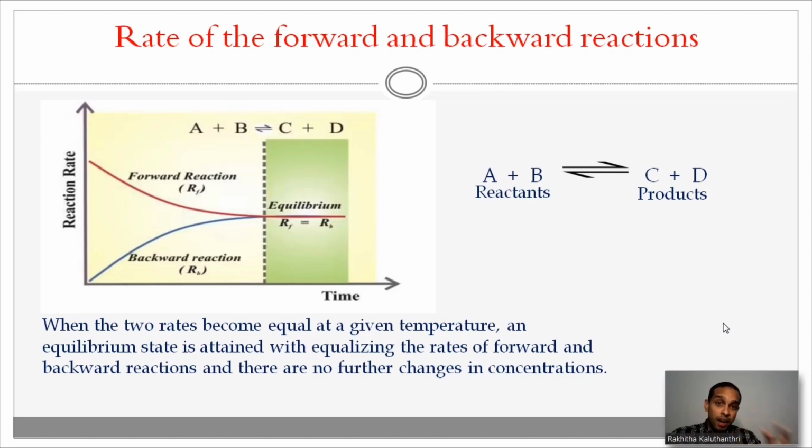A and B are in fact really reacting with each other and forming C and D. And whilst that is happening, at the same rate, C and D are reacting together and forming A and B. If you understand this bit properly, you understand equilibrium to a great extent, right?